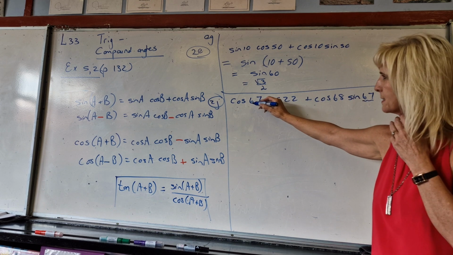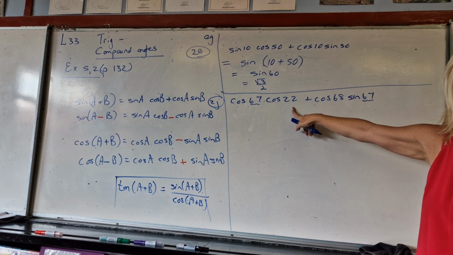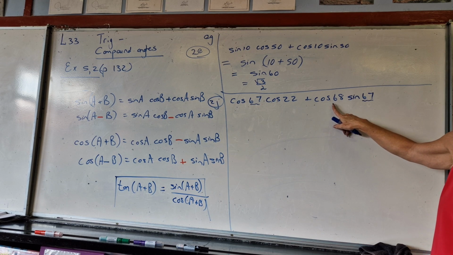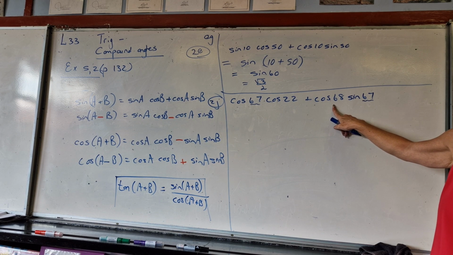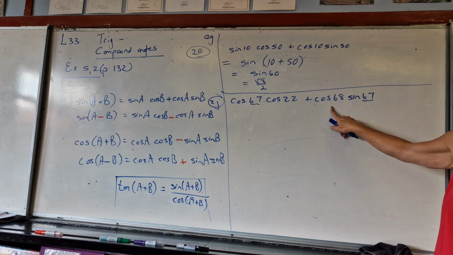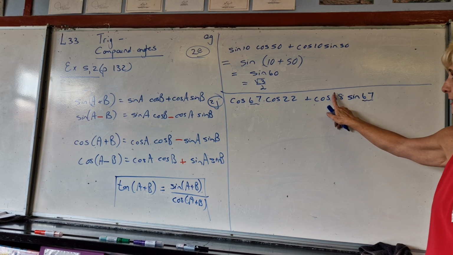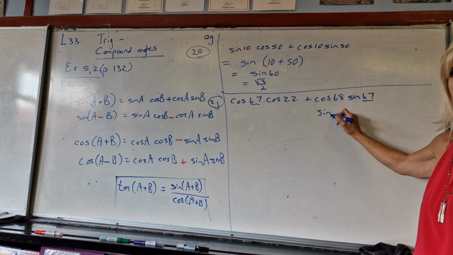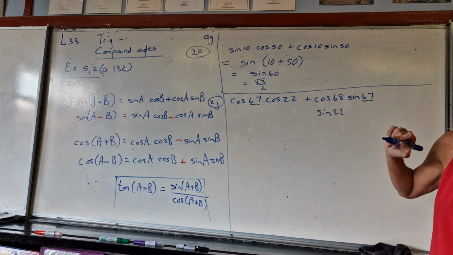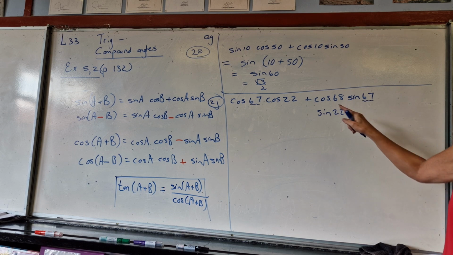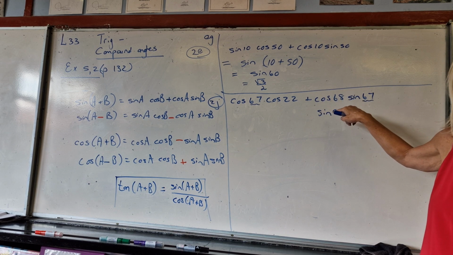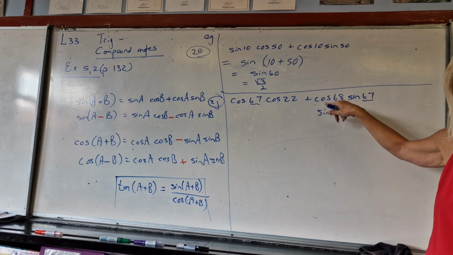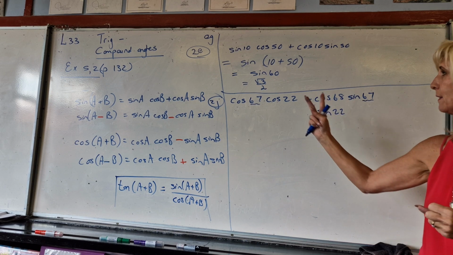See that one? This is the same. But cos 22? Cos 22 is? Sin? If I take this cos 68, I can make it sin 22. How? Because you're never getting away from your basics. This is co-functions. But you need to get the angles the same.